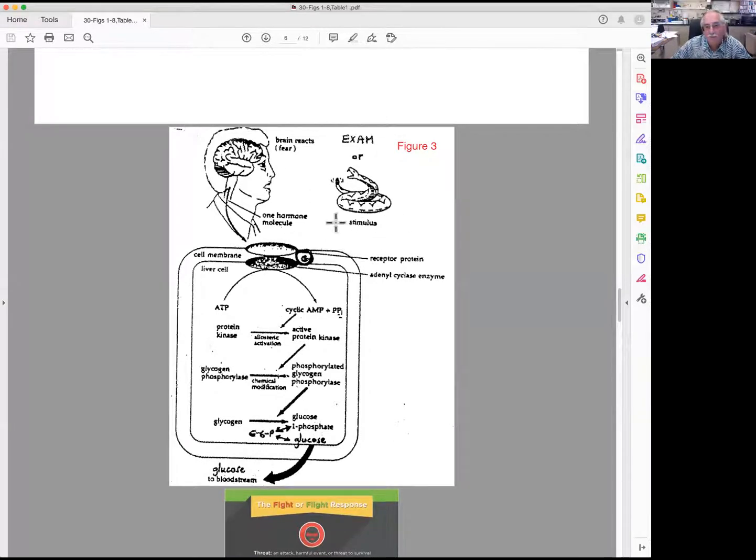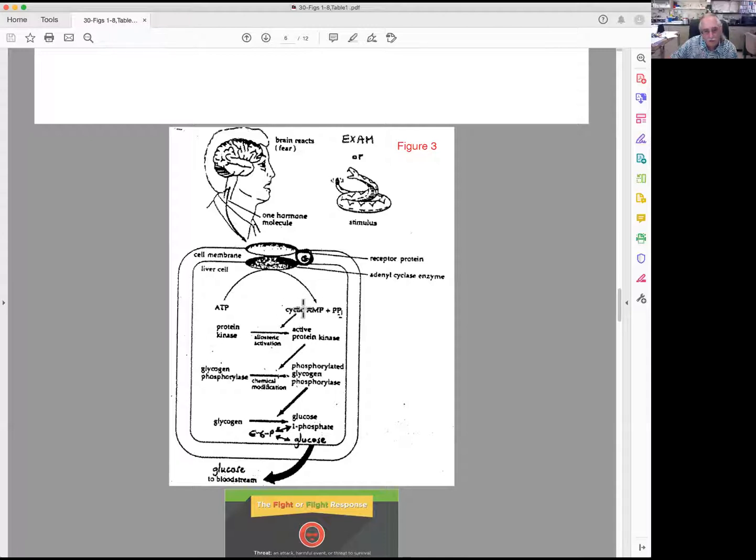So here's the stimulus from the environment. It causes a release of the first messenger, which is the hormone. And the hormone is only going to be bound to cells that have the receptor for it. So when the receptor binds that hormone, it causes a conformational change. It activates G protein, which then activates adenylate cyclase, which then takes ATP and converts it into cyclic AMP, which is now the second messenger.